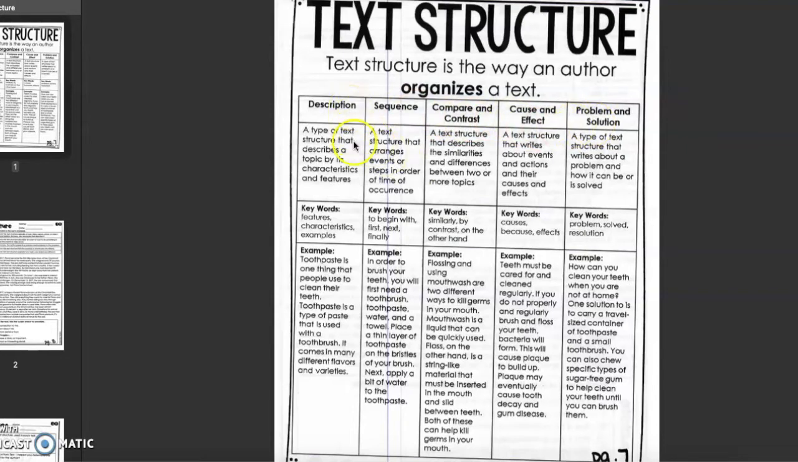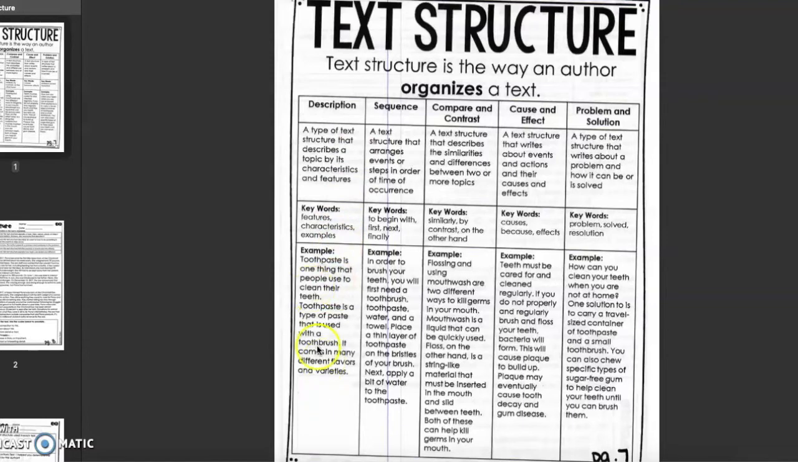Description. Description is a type of text structure that describes a topic by its characteristics and features. So it talks about the different characteristics and features within that text or describes it. Keywords to look for: features, characteristics, examples.